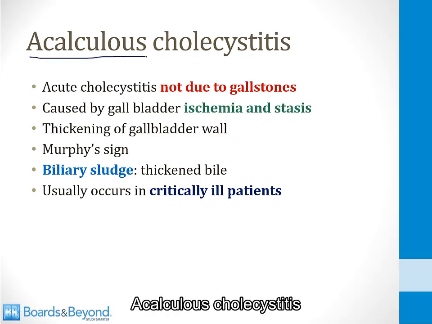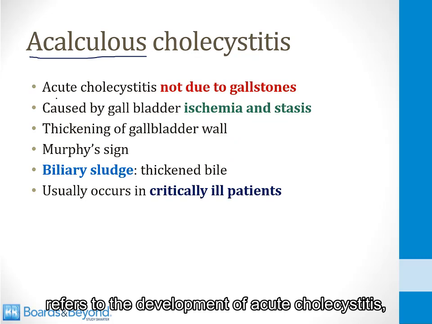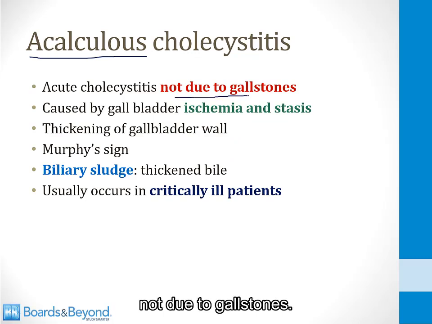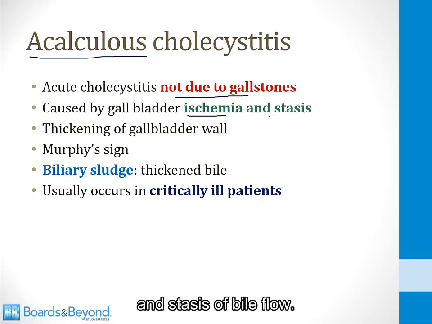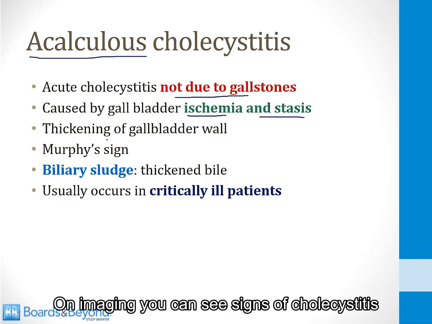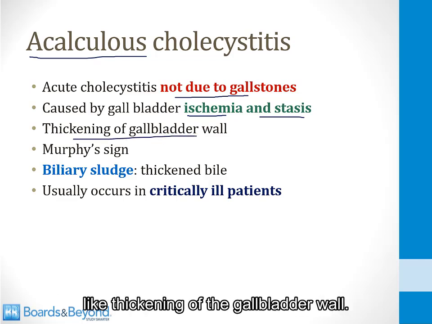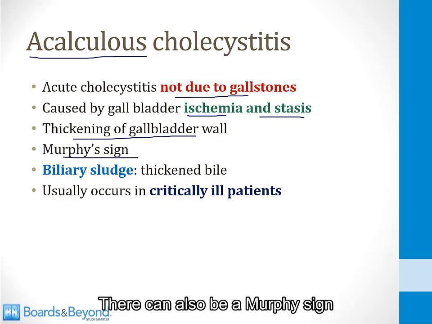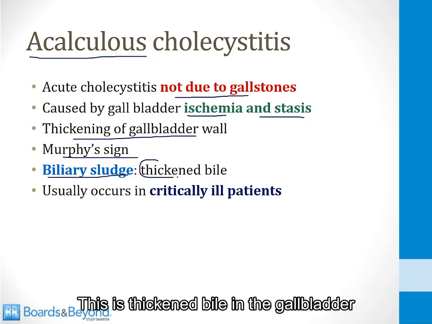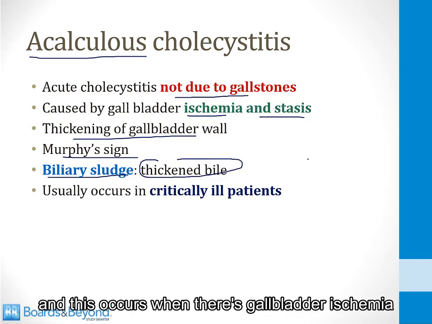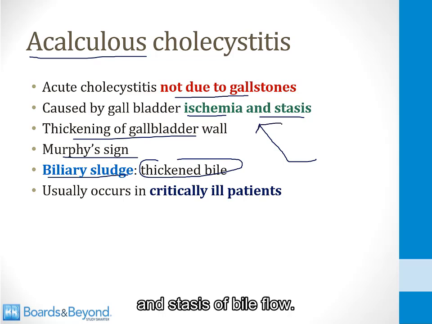Acalculous cholecystitis refers to the development of acute cholecystitis not due to gallstones. This can happen when the gallbladder develops ischemia and there's stasis of bile flow. On imaging, you can see signs of cholecystitis like thickening of the gallbladder wall. There can also be a Murphy's sign, but there won't be gallstones. Instead, what you often see is biliary sludge. This is thickened bile in the gallbladder, and this occurs when there's gallbladder ischemia and stasis of bile flow.